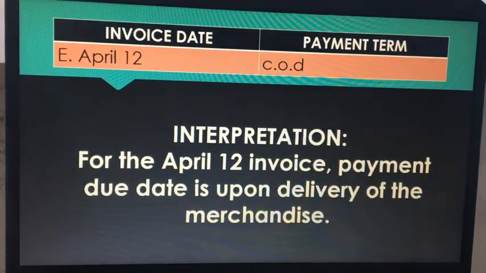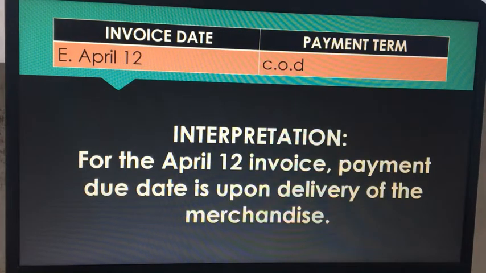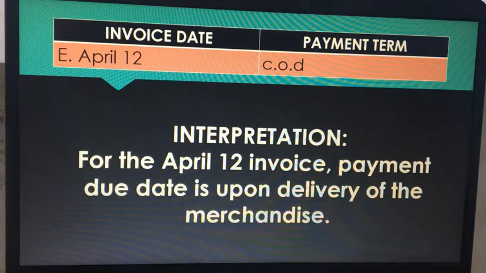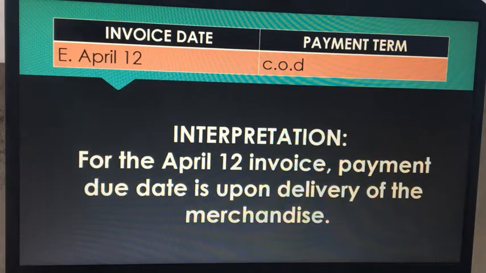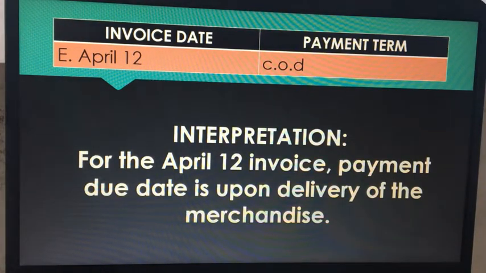Let's proceed to example letter E. Your invoice date in example letter E is April 12 and the payment term is written as COD. What does the COD refer to? COD means cash on delivery. So if the invoice date is April 12, when are you going to pay, or when will be the due date of the product or the bill you purchased?